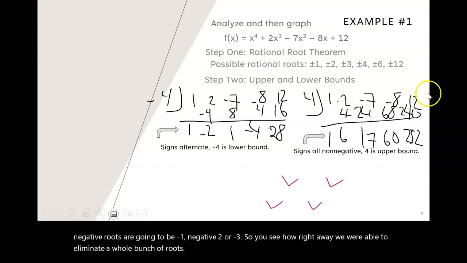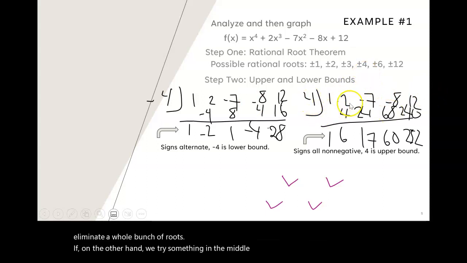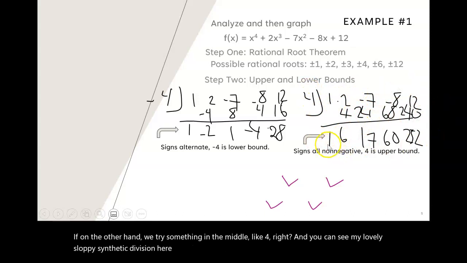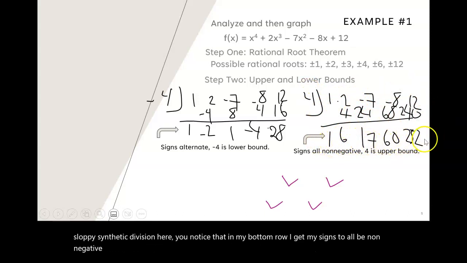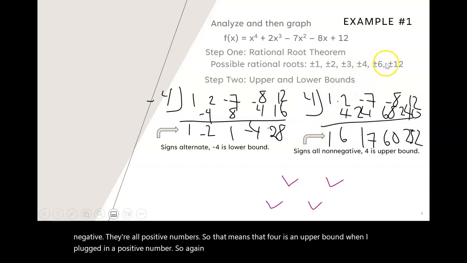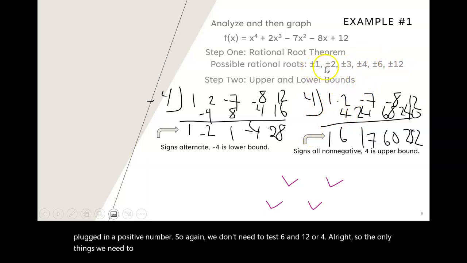If, on the other hand, we try something in the middle like 4, and you can see my lovely sloppy synthetic division here, you notice that in my bottom row I get all the signs to be non-negative. They're all positive numbers. So that means that 4 is an upper bound when I plug in a positive number. Again, we don't need to test 6 and 12 or 4. The only things we need to test are 1, 2, and 3 and their negative versions.